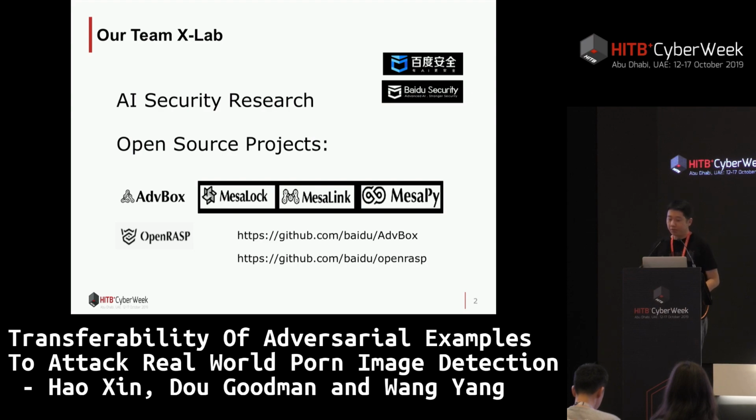Briefly, I will introduce our team's field of work. The direction of my work is AI model security, including research on model attack and defense methods, and also providing solutions to security risks of various AI applications, such as fake face detection and model robustness evaluation. They are included in the AI Security Toolkit Advbox. We also have heavyweight security projects such as MesaLink, MesaLock, and OpenRASP. Most of them are open source, placed on GitHub.